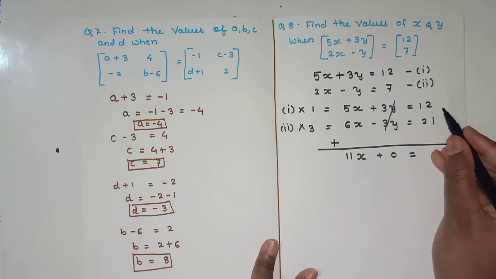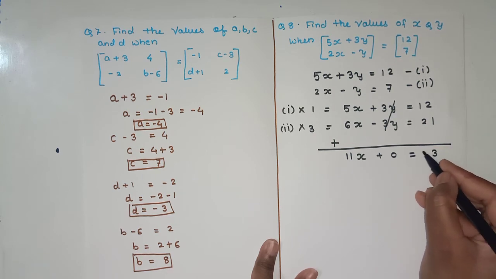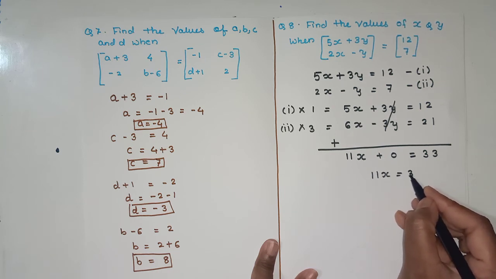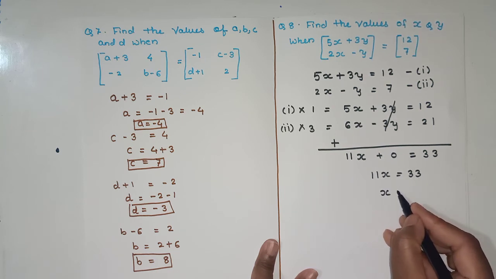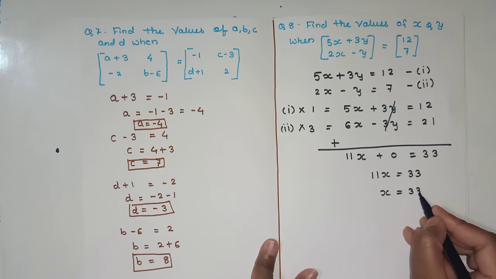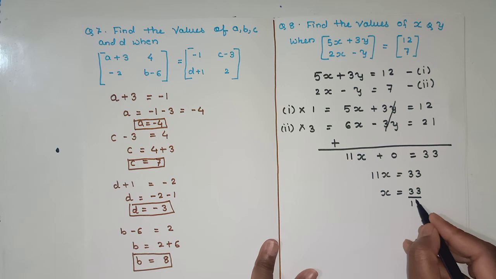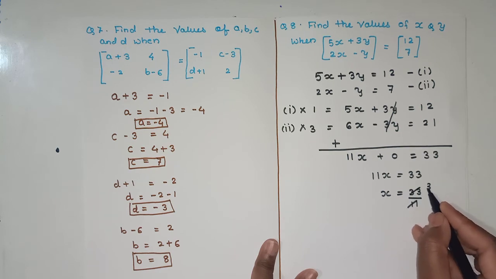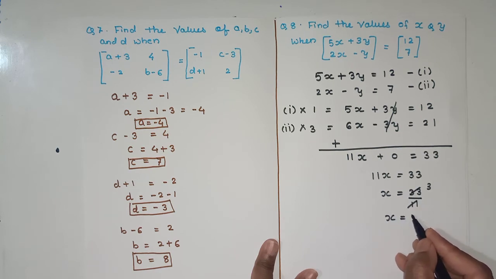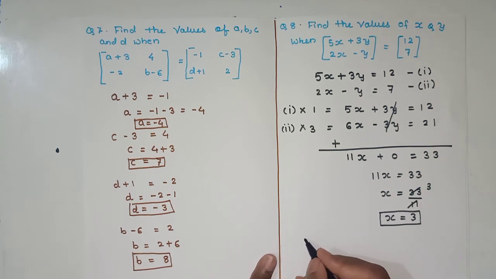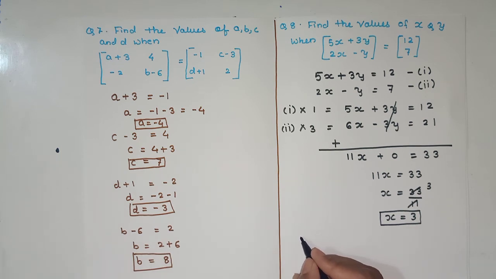And this will become 33. Means 11x equals to 33. Means x equals to 33 divided by 11. 11 ones are 11, 11 threes are 33. So x equals to how much? X equals to 3. Now this value of 3 I will substitute in the second equation.